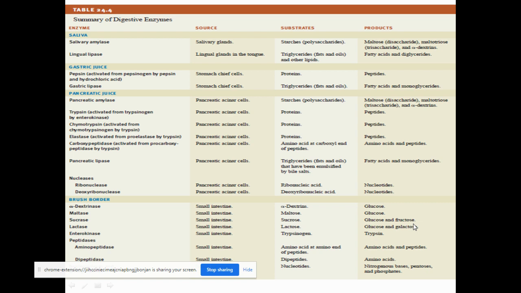glucose and galactose. So maltase, sucrase, and lactase act upon maltose, sucrose, and lactose and convert them into the individual components: glucose and glucose, glucose and fructose, and glucose and galactose. So now the digestion will be completed here, and after this, the absorption of the glucose will start. Okay, monosaccharides. All these are monosaccharides. The next one is the digestion of proteins.